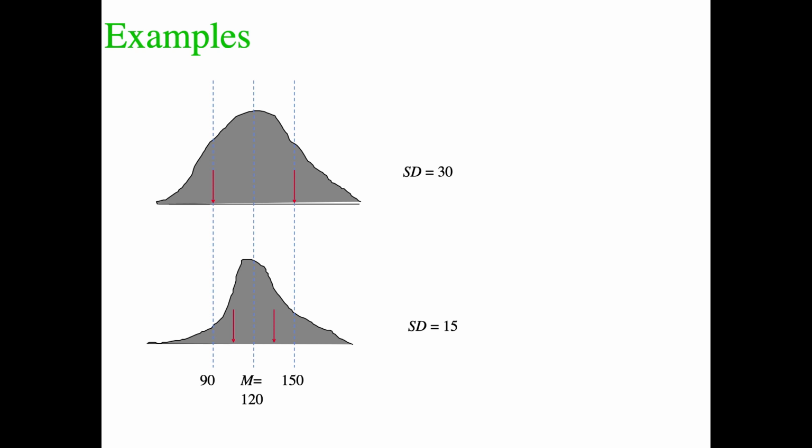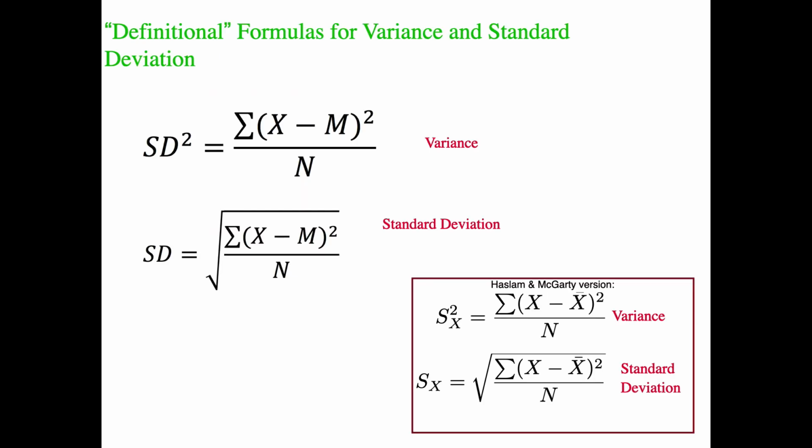So how do we go about computing these? And this is when we get into our first sort of complicated formulas for the semester. We have these two definitional formulas for the variance and the standard deviation of a distribution of scores. The top one that I have here is the one for the variance. And you can see the symbol for the variance for a sample is going to be SD squared. Okay, so SD squared, and it's equal to, and then in the numerator you can see we have the sum of an x minus the mean.